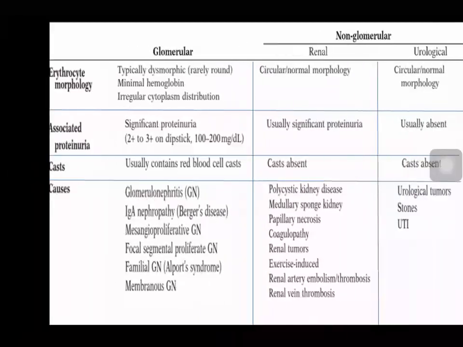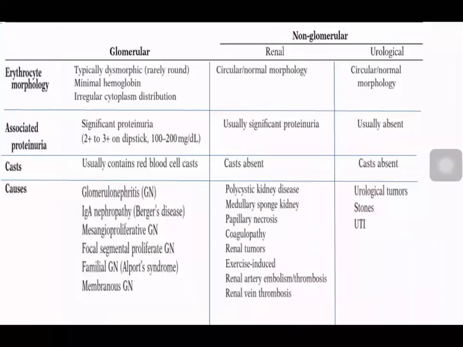How will you differentiate within non-glomerular? If it is due to renal causes, these patients will have proteinuria. If it is due to a urological cause, usually they will not have proteinuria. We already discussed the glomerular causes. What are the causes of non-glomerular hematuria arising from the renal system? Those are polycystic kidney disease, medullary sponge kidney disease, renal artery or renal vein thrombosis, renal cell carcinoma, or papillary necrosis secondary to sickle cell anemia.